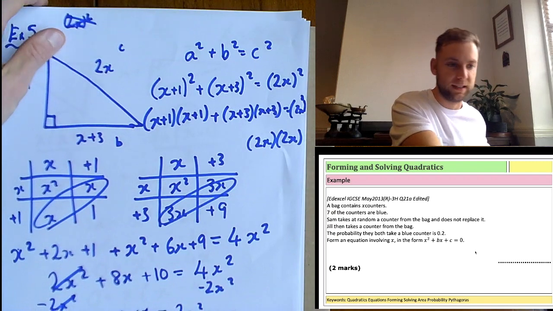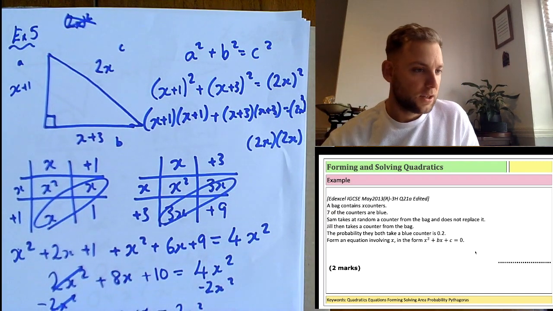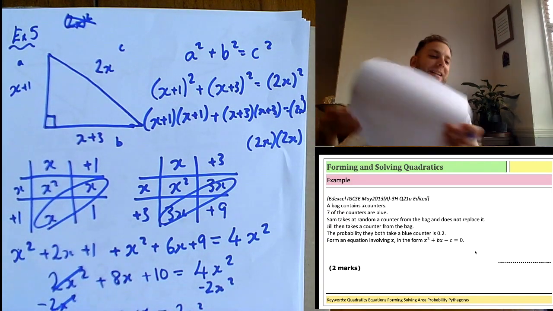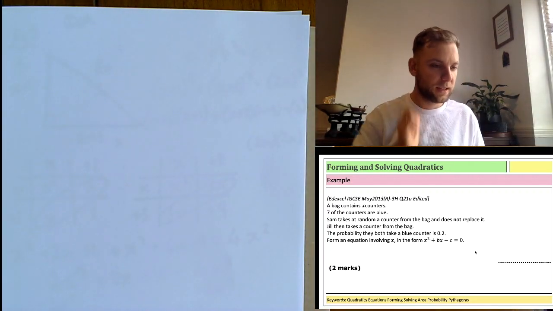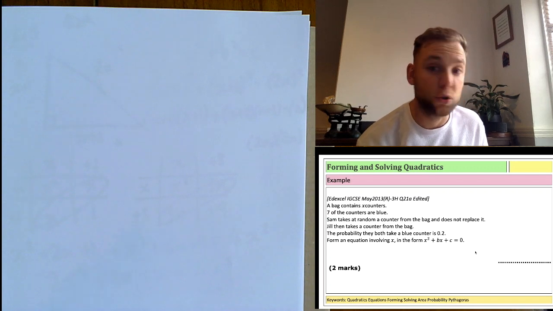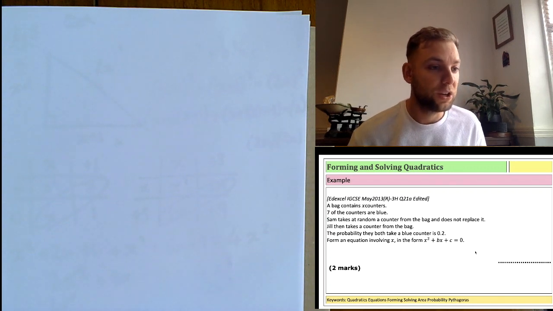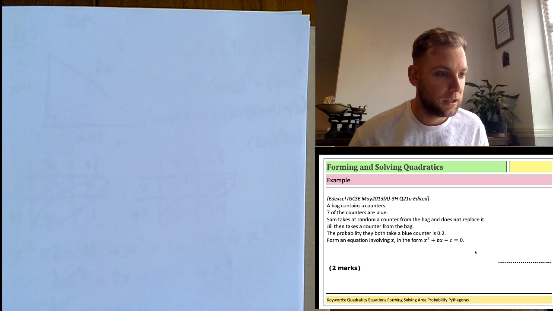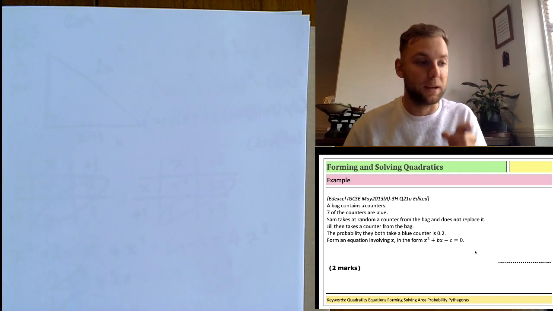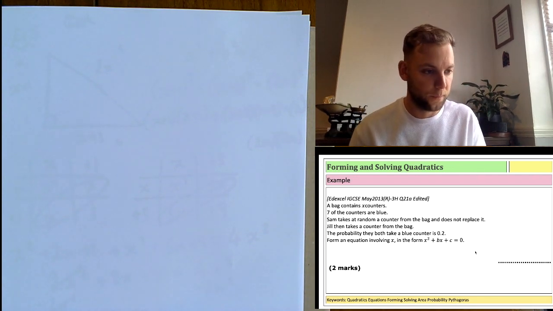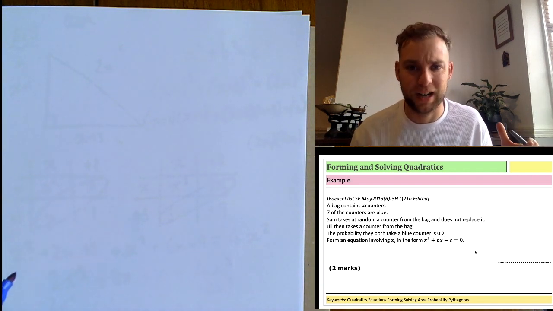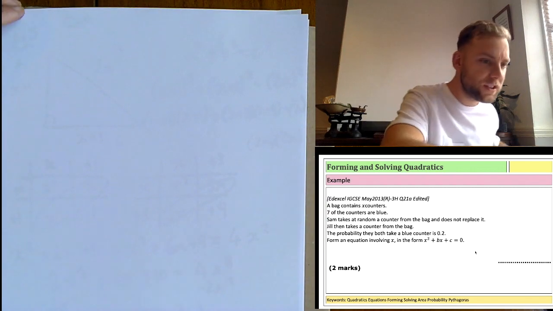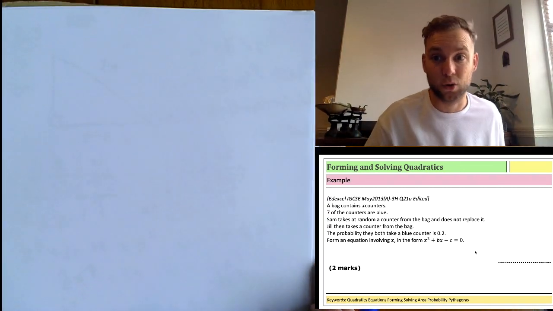It's about probability, okay? So a bag contains X counters. 7 of them are blue. Sam takes a random counter from the bag and does not replace it. Jill then takes a counter from the bag. The probability that they both take a blue counter is 0.2. Form an equation. Now you might think to yourself, how do I form an equation out of that? Okay, so the first thing we need to think about is all the different steps and what the probability is on this. Now this is tough, okay?